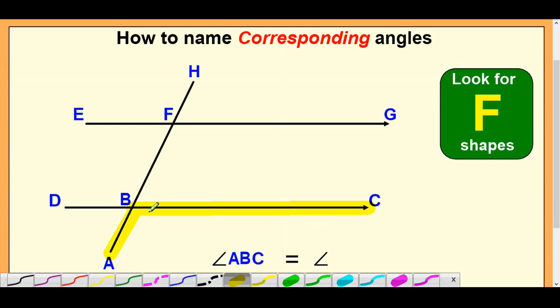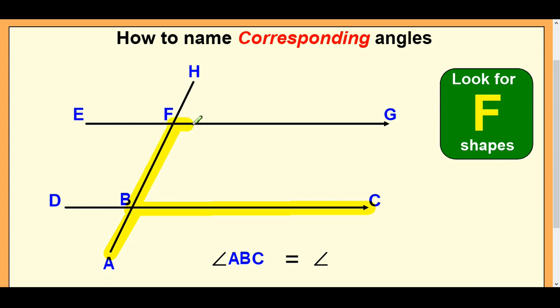And that would be the same as if I take my F shape up and along this part here, which would be BFG. Okay, so I could take that and I go BFG. So that's how you name corresponding angles. And obviously you can go the other way as well. If I was going the other direction, I'd go ABD, and that would be the same as AFE and so on.